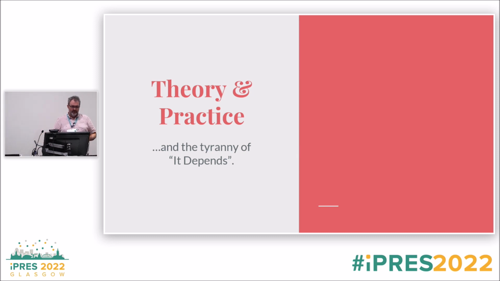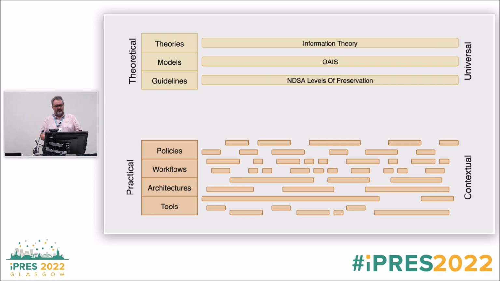It's about the relationship between theory and practice in this field, and what I kind of think of as the tyranny of it depends. So, for me, digital preservation looks a bit like this. Way up at the top, we have these universal ideas, these big picture things, particularly the dominant position of OAIS in digital preservation. So models and guidelines and theories, which are supposed to be universal, and we're all supposed to know about, and it's all supposed to help us all do digital preservation.